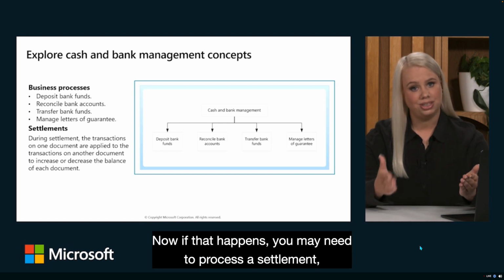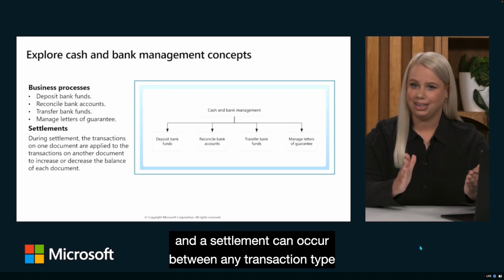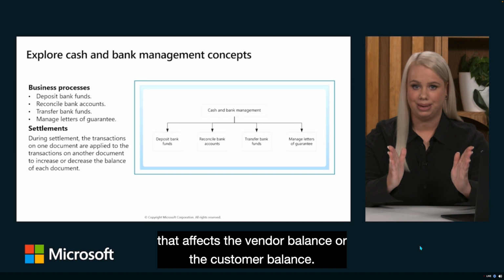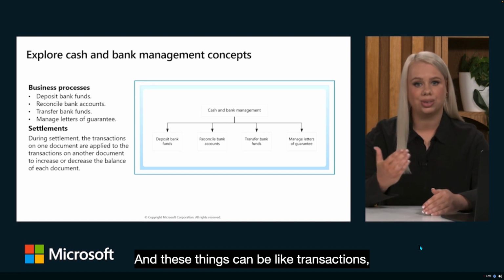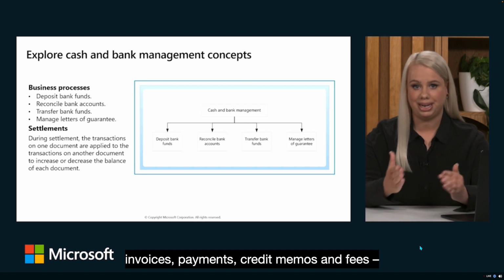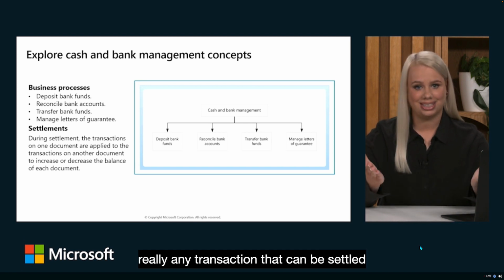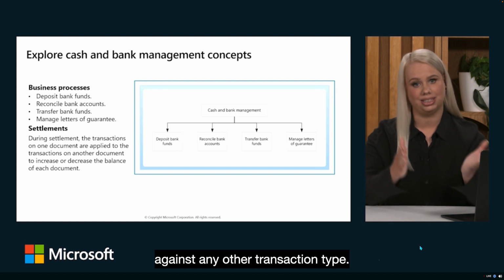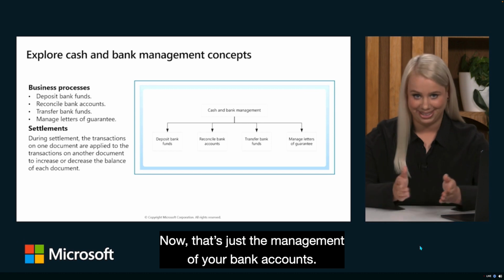Now, if that happens, you may need to process a settlement. And a settlement can occur between any transaction type that affects the vendor balance or the customer balance. And these things can be like transactions, invoices, payments, credit memos, and fees. Really any transaction that can be settled against any other transaction type. Now, that's just the management of your bank accounts.